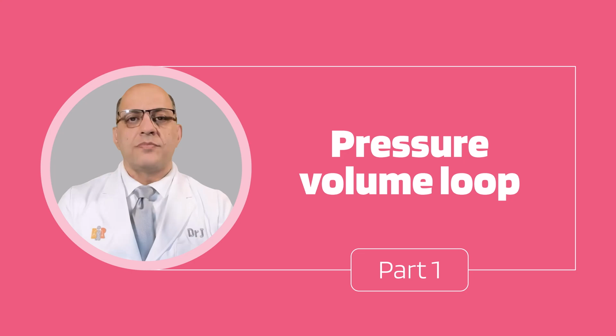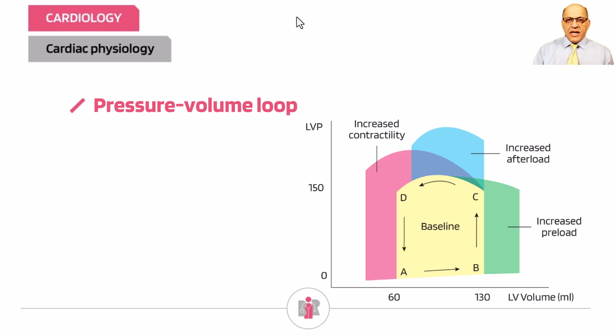Let's talk about the pressure volume loop. So this is a graph. Any graph, we look at the x-axis and y-axis. The x-axis is the left ventricular volume and the y-axis is the left ventricular pressure. So we look at point D to point A.